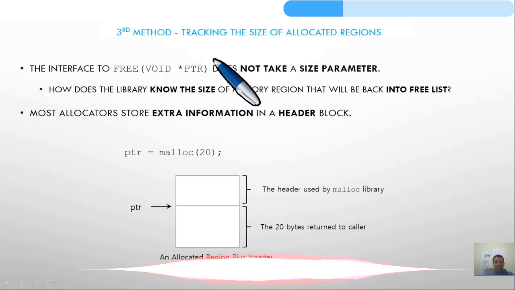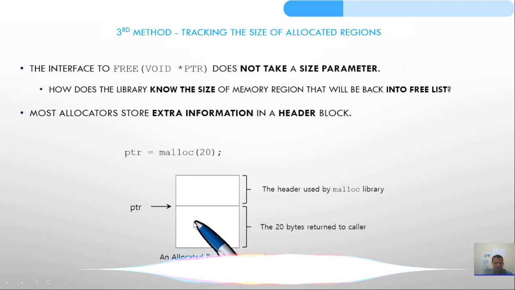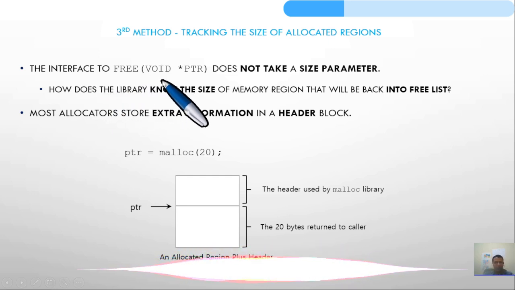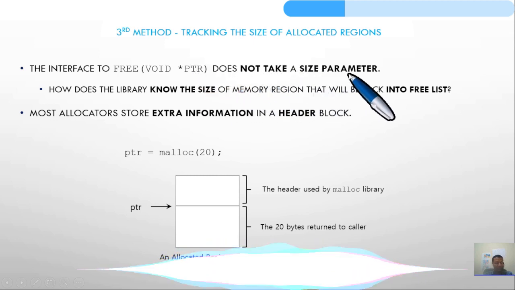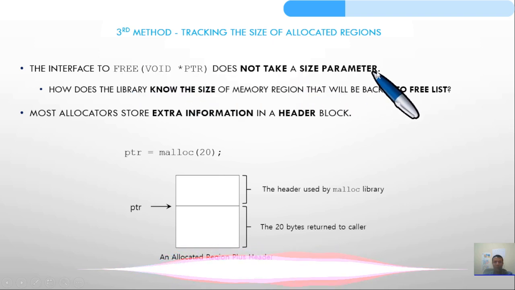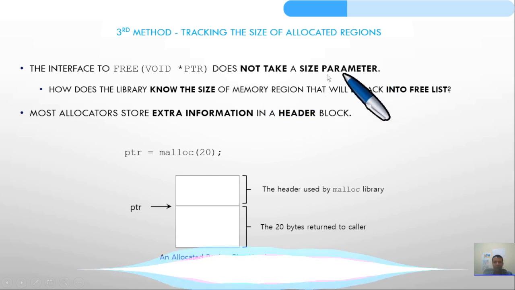The third method, tracking the size of allocated region. This one, the interface to free, as you all know, we have void and we have the pointer. It does not take a single size parameter, because when we free, we don't use any size parameter. Why? How does the library know the size of the memory region that will be put back into the free list? Because we simply free the pointer at that location. So there should be something, because if we don't give the size, how does this free API free the size?